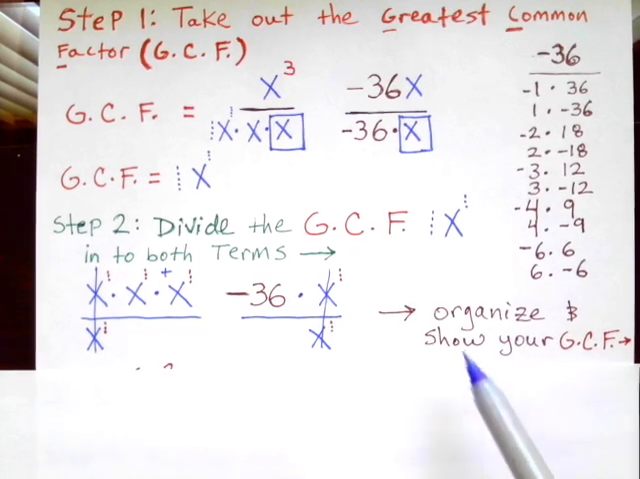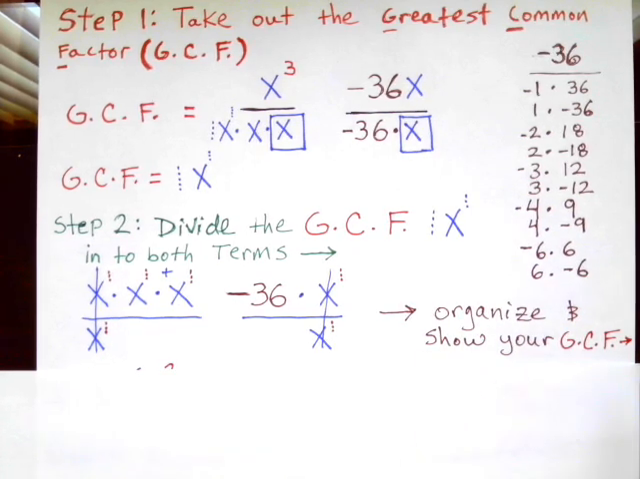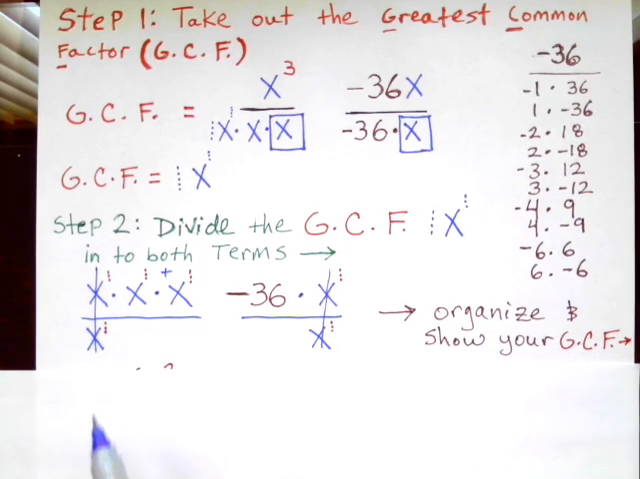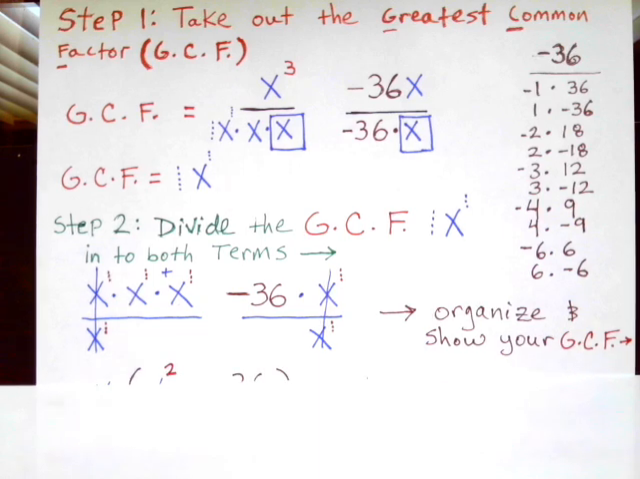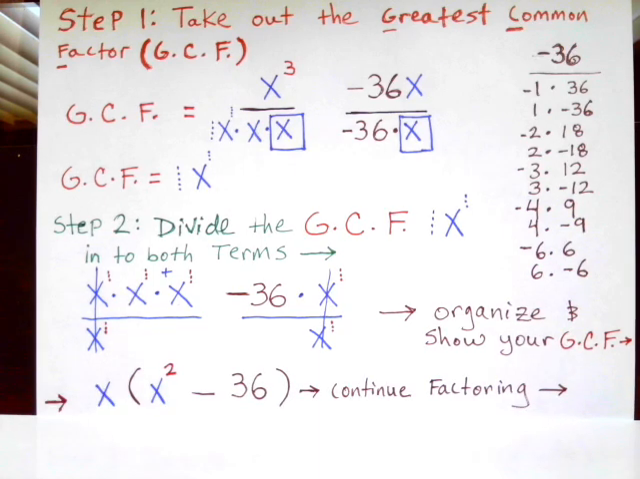So organize and show your greatest common factor. So what did I take out of these two terms? I took out 1x. That's going to go outside of my parentheses I'm showing you here. 1x was factored out. What remains? X squared minus 36 stays on the inside of those parentheses, right? And so now we're going to continue on factoring.